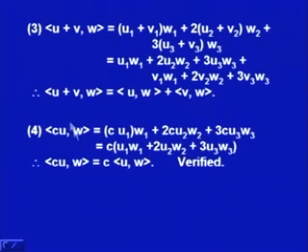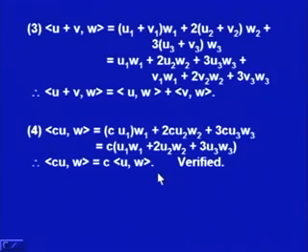And the fourth is (cu, w) is equal to c u1 w1 plus twice c u2 multiplied by w2 plus thrice c u3 multiplied by w3, and then c can be taken out from each of these, and that proves the final result: (cu, w) is equal to c times the inner product of (u, w). That establishes that the definition which is given to us is a definition for inner product.